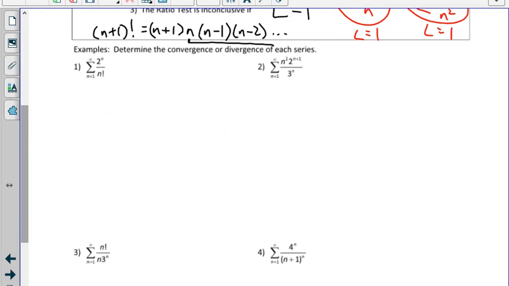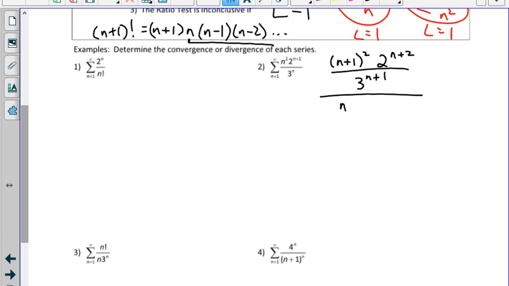Okay, number 2. This series, we're going to take a look at the ratio test. Notice we have a bunch of non-zero terms. So I'm going to replace all my n's with n plus 1. So I have n plus 1 squared times 2 to the n plus 2 over 3 to the n plus 1. That's all over n squared times 2 to the n plus 1 over 3 to the n. And we're taking the limit as n goes to infinity.